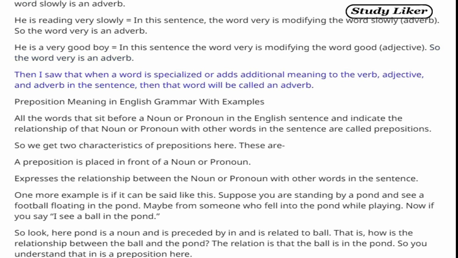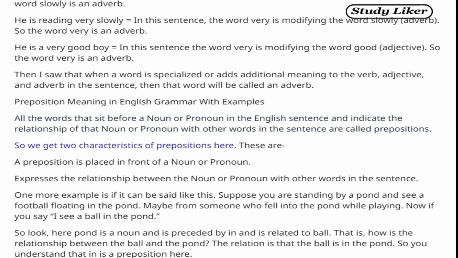Then we saw that when a word specializes or adds additional meaning to the verb, adjective, and adverb in the sentence, then that word will be called an adverb. Preposition meaning in English grammar with examples. All the words that sit before a noun or pronoun in the English sentence and indicate the relationship of that noun or pronoun with other words in the sentence are called prepositions.